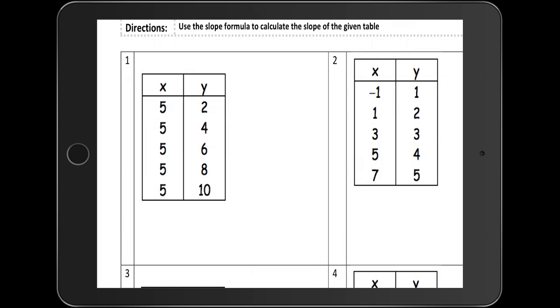Again, we're continuing our theme of using the slope formula to find the slope. On Monday we used it on points, yesterday we used it on a graph, and tonight we're using it on a table, which is very similar to a graph because from a table you can also generate points just like you would from a graph.